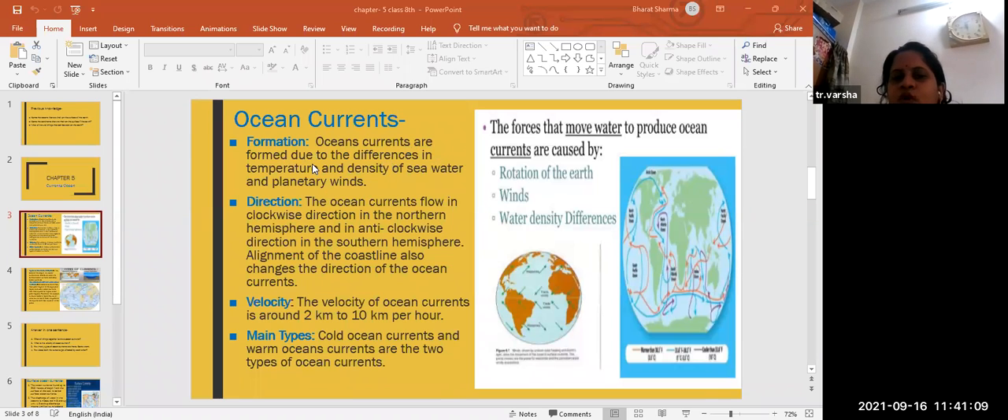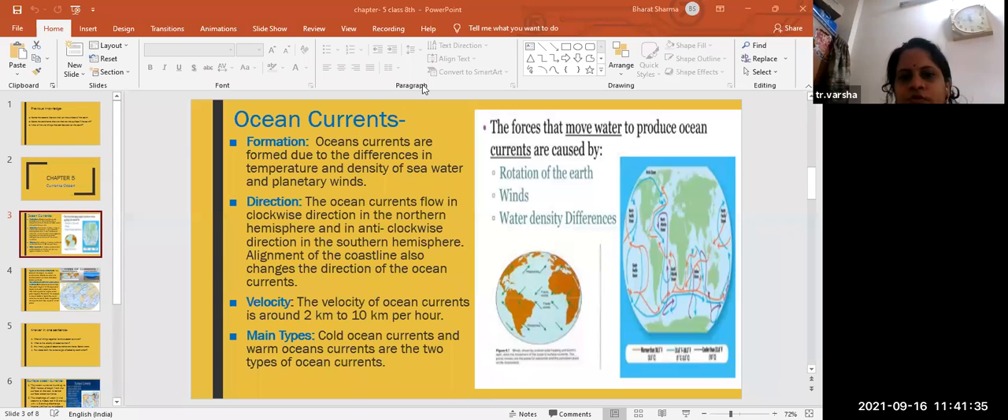Ocean currents are formed due to the difference in the temperature. Because of that temperature difference, that we have also seen on the earth, and the density of the sea water, meaning the level of the sea water, and the planetary winds. Now the winds that flow towards the continent are called the planetary winds.